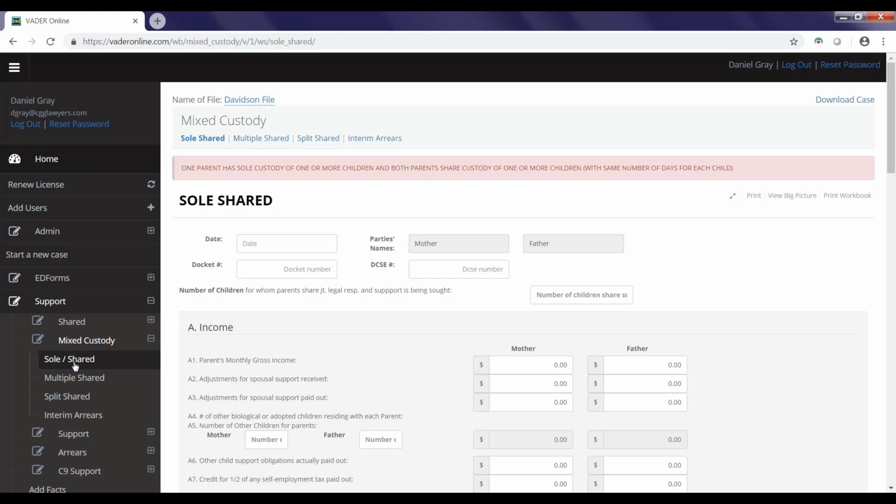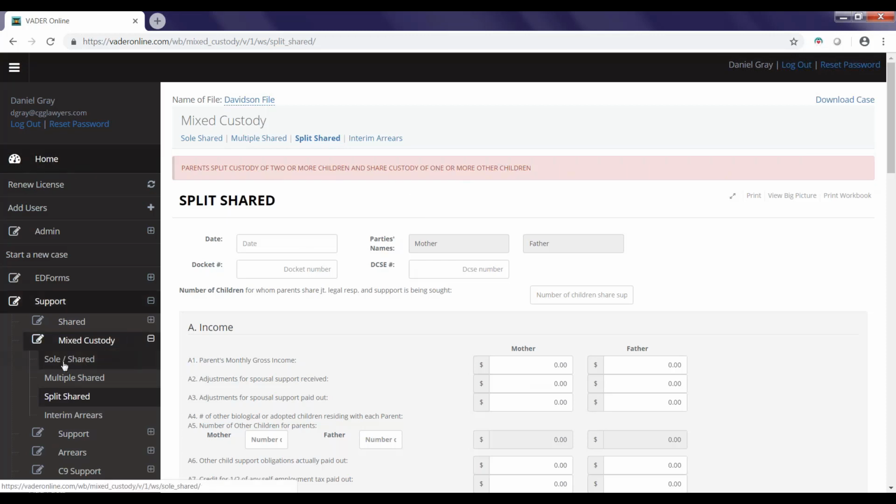You've got the sole shared guideline, which is here under mixed custody. You've got the multiple shared guideline, where you have multiple shared kids, but each party has them for different numbers of days. And then you have the split shared, which is a situation, I'll just click on that, because each guideline tells you where it applies, where parents split custody of 2 or more children and share custody of 1 or more other children.